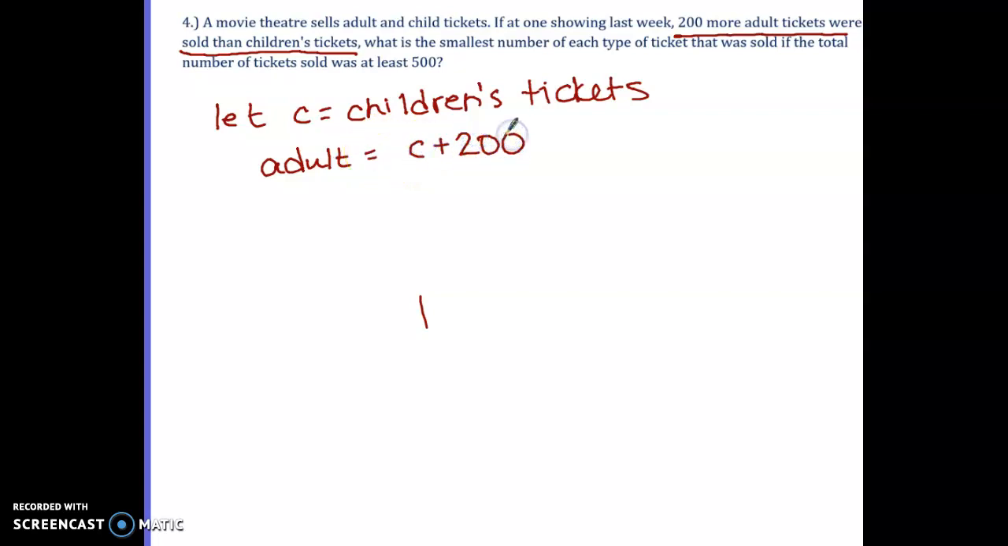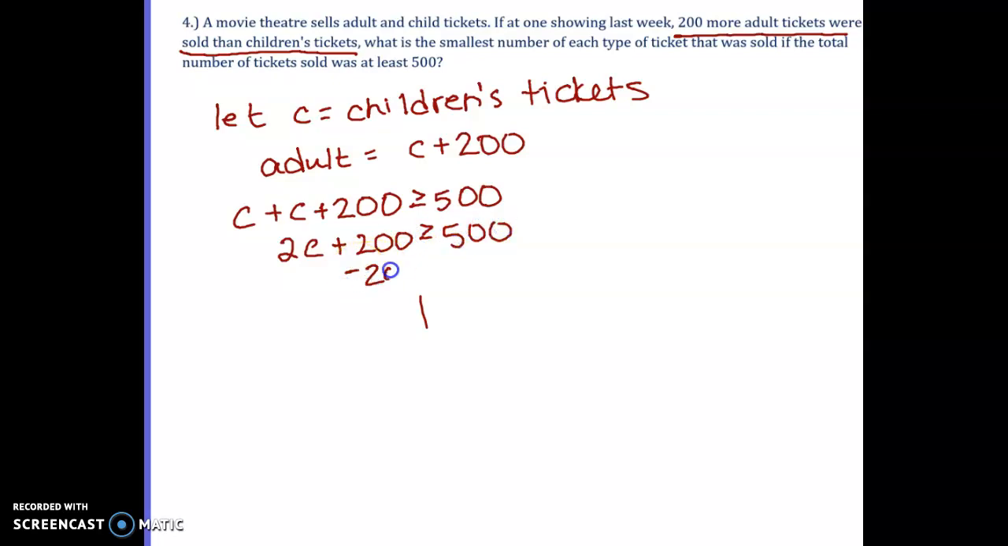Okay, if we take the children's tickets and then we add the adult tickets, at least 500 is going to have to be greater than or equal to 500. So that would be at least 500. We then combine our like terms, and then we subtract our 200. So 2C is going to be greater than or equal to 300.